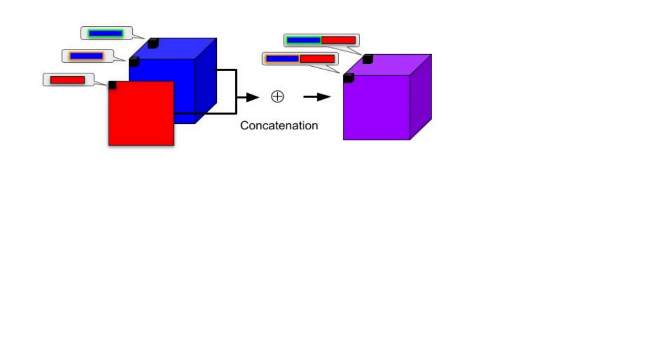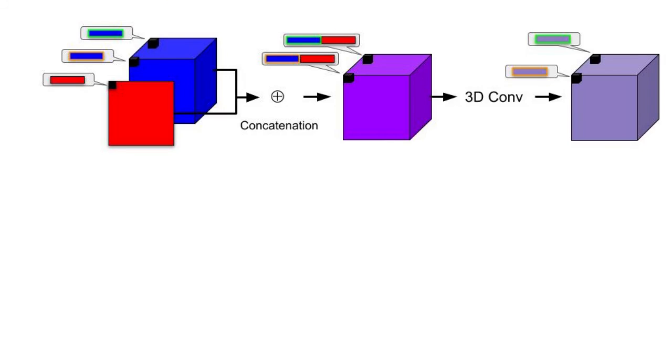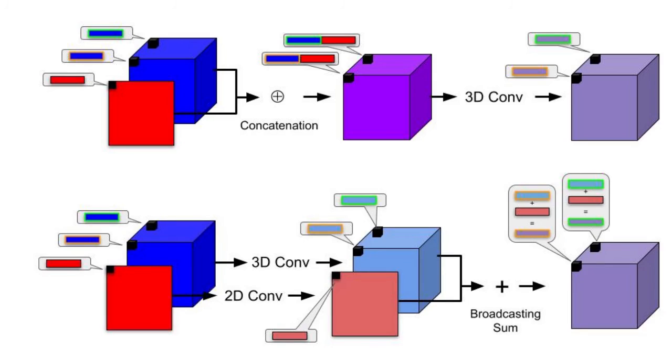In this case, a voxel of the cost volume will embed a vector of the geometric context from the 3D propagation and the image feature from the 2D propagation. However, when 3D convolution is applied to the concatenated cost volume, the operation is equivalent to the broadcasting sum of the feature map and the cost volume, both of which were processed by individual 2D and 3D convolutions before. This approach results in considerably less computation and GPU memory consumption.